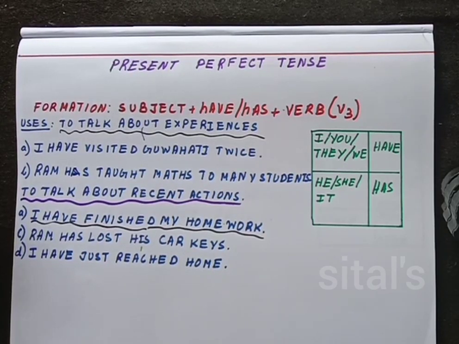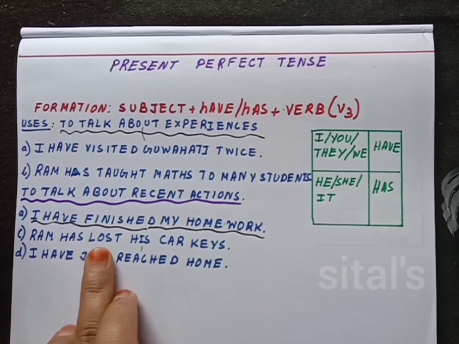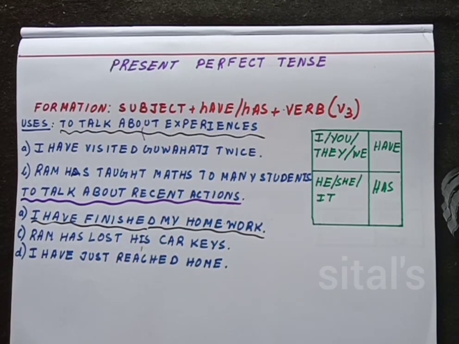The next example, Ram has lost his car keys. Okay, Ram has lost his car keys. Ram lost his car keys a while ago, or just before some time, recently. In recent times, Ram has lost his car keys, but the impact of that action is felt even now in his life. So Ram doesn't have his car keys. He cannot use his car until and unless he gets another key.